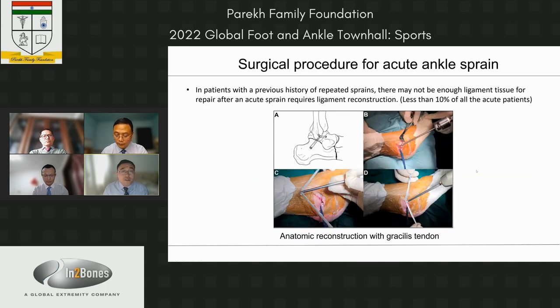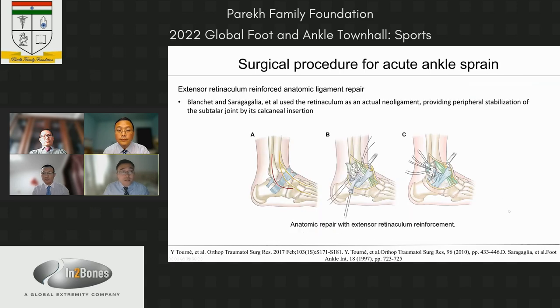In my operation, I used the anatomical reconstruction with the Crescent tendon. In other studies, some authors have published other reconstruction techniques. For example, the extensor retinaculum reinforced anatomic ligament repair. They used the retinaculum as an artificial neural ligament, providing peripheral stabilization of the subtalar joint by its calcaneal insertion.